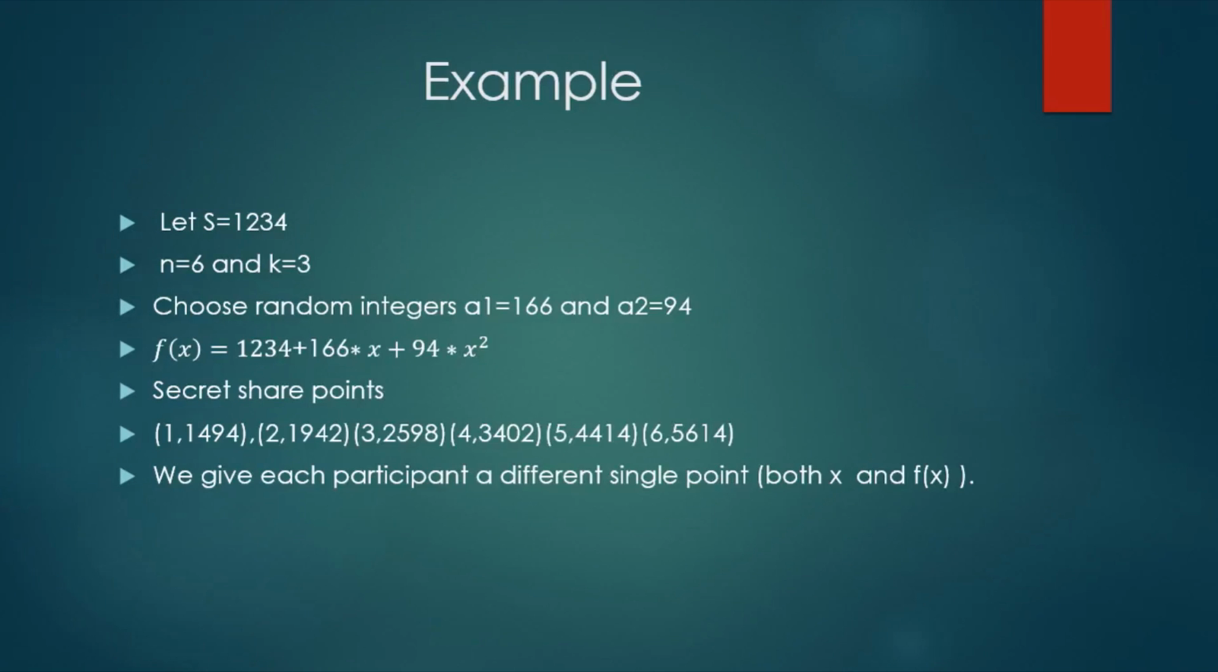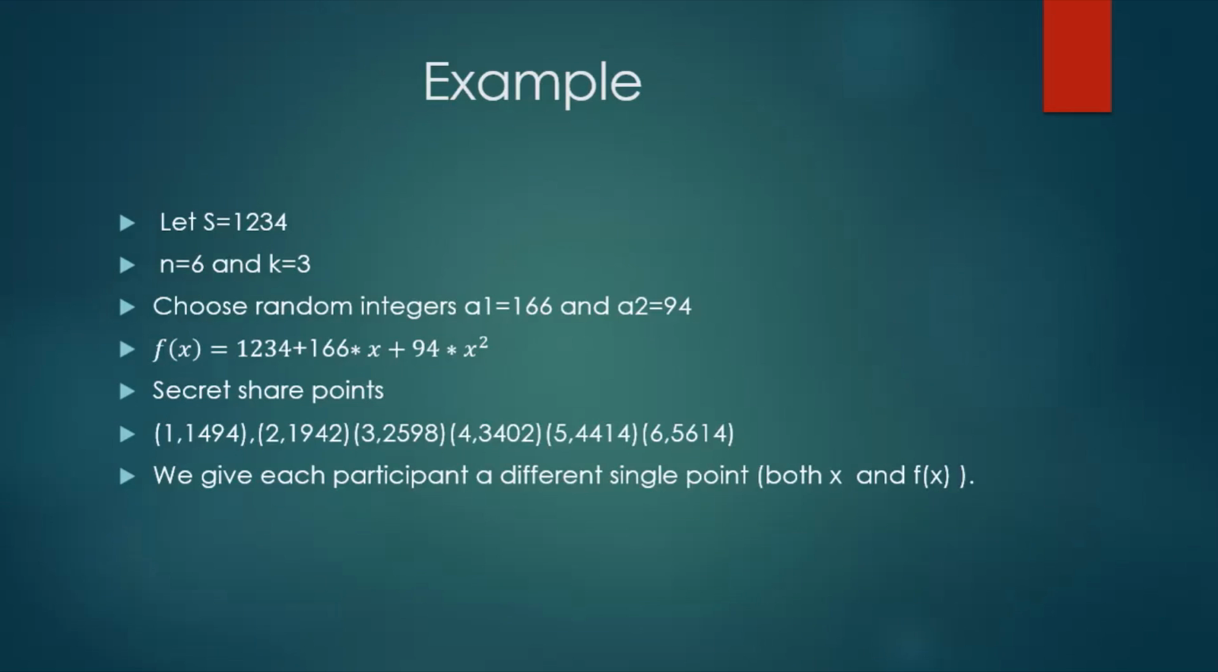Let's understand this using one example. Let's say our secret data is equal to 1234. Now n is equal to 6 and k is 3. Here k is 3, so we have to choose two random integers, that is a1 is equal to 166 and a2 is equal to 94. You can choose any two random integers.